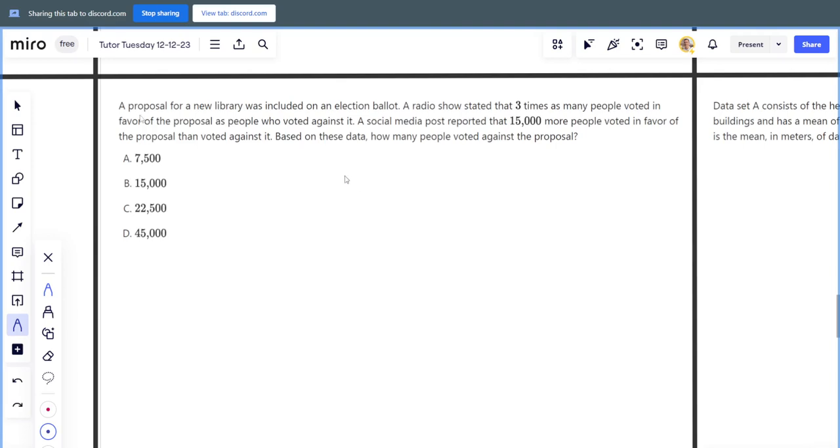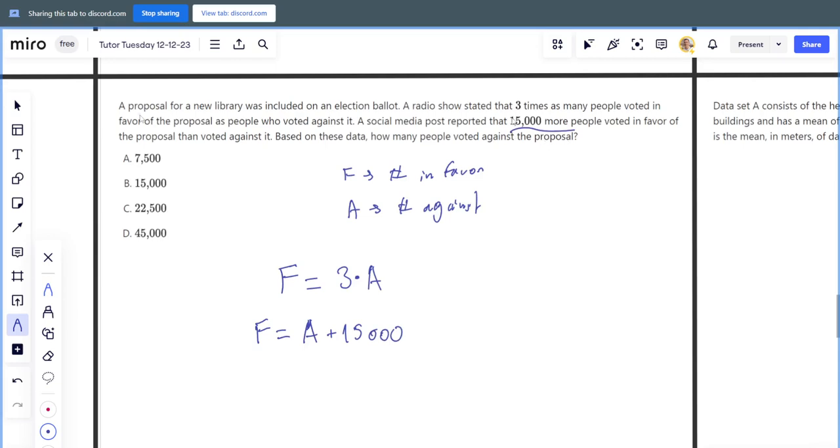Let's say f is the number in favor, and a is our placeholder for the number against. Then the number of people who voted in favor is 3 times the number of people who voted against. And the number of people who voted in favor is the number of people who voted against plus 15,000. Right, 15,000 more and 3 times. So we've captured both of those here.